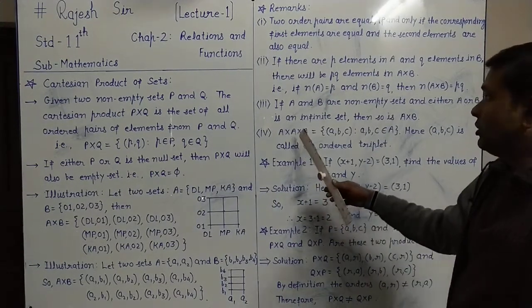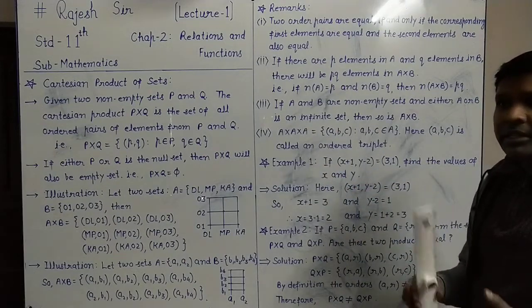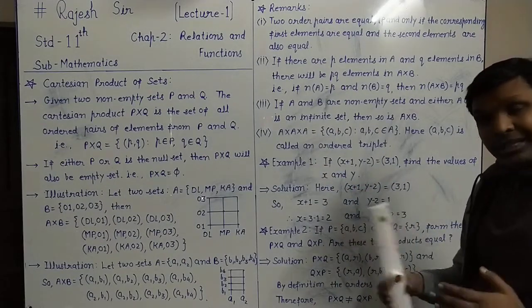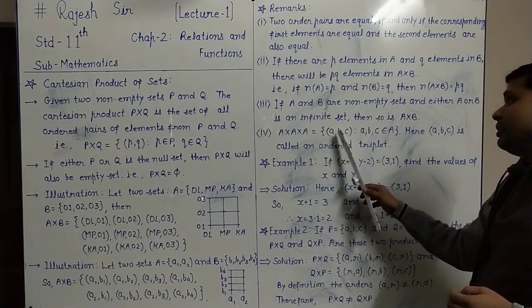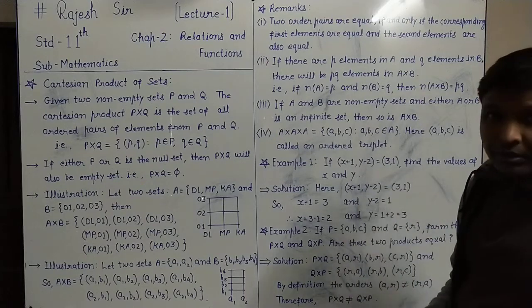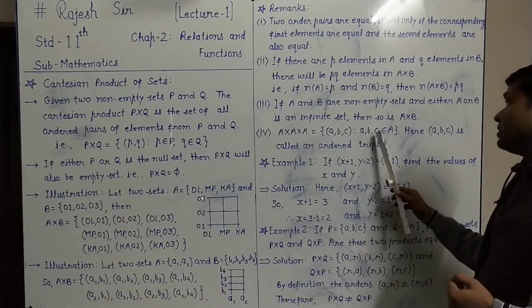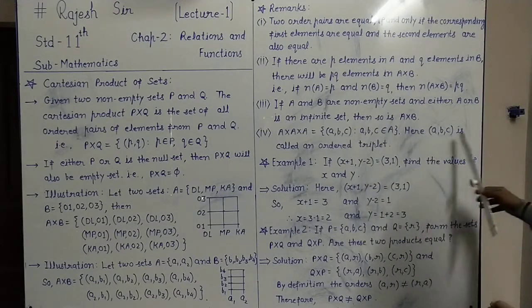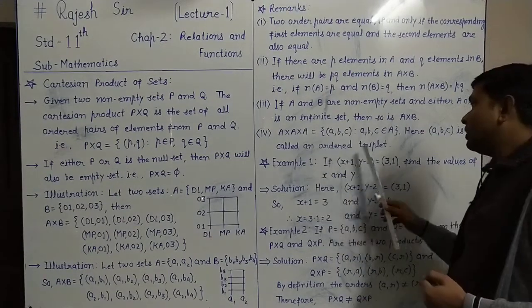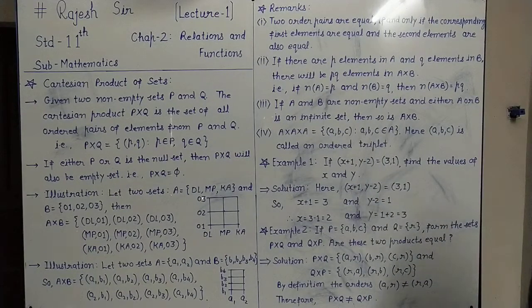The fourth point of the remark is A cross A. If we take the Cartesian product of the same set three times, we will get the ordered triples (a, b, c), with three elements, where a, b, c all belong to A. And this bracket (a, b, c) is called an ordered triplet because it has three elements.